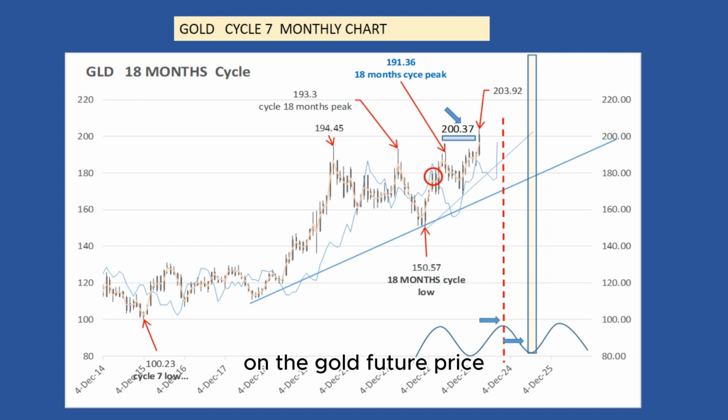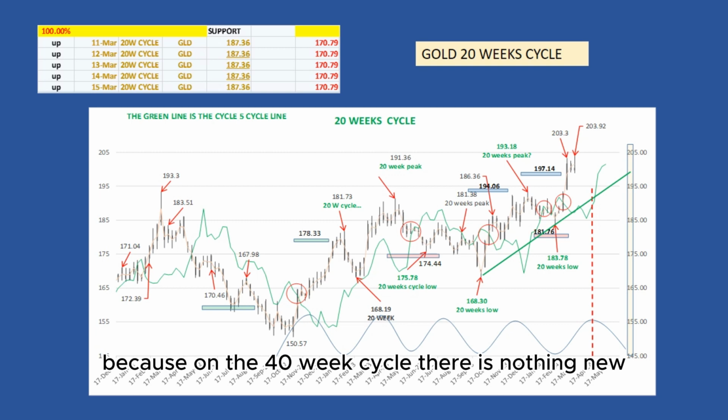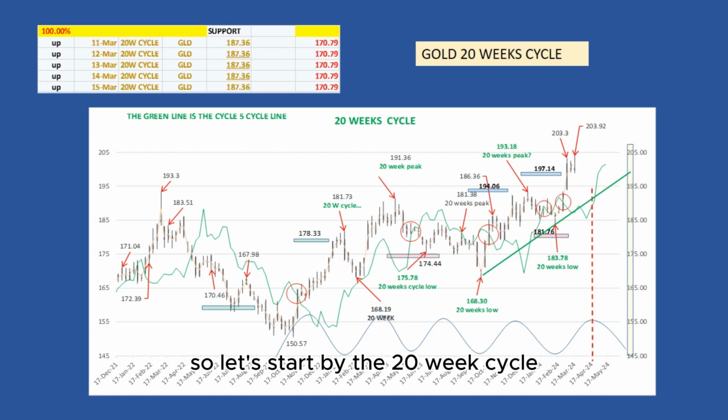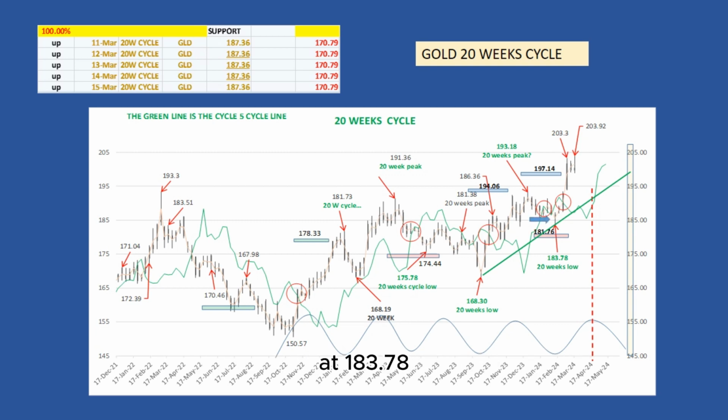On the gold futures price, the new all-time high is $2,225. Because on the 40-week cycle there is nothing new, let's start with the 20-week cycle. The last gold ETF 20-week cycle low was on February 14th at 183.78. The peak for this 20-week cycle can be expected around April, the red dashed line, and the low at the end of June, the yellow zone.